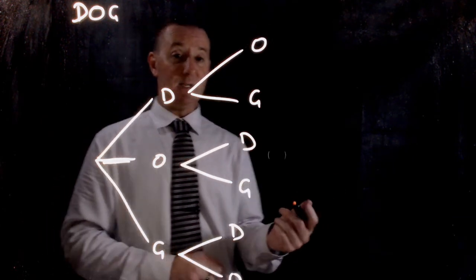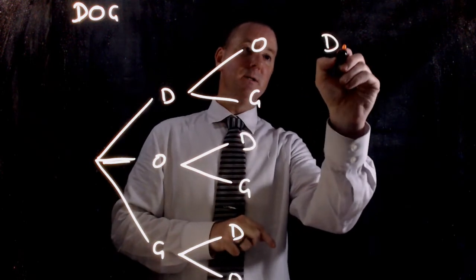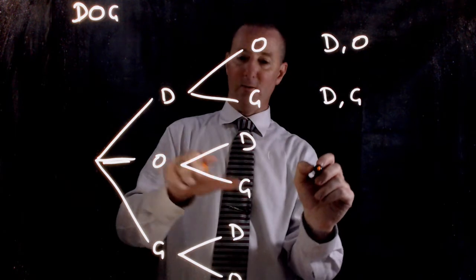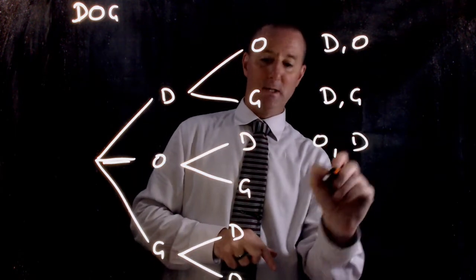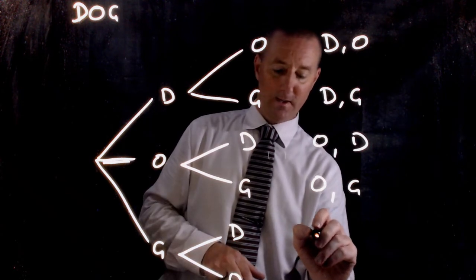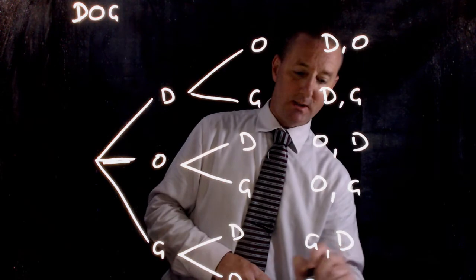And so then we just need to list the sample space. So our first option was a D and an O, which is going to be DO. Our second option was a DG. Our third option was an OD. Our fourth option was OG. Our fifth option was GD. And our last option was GO.